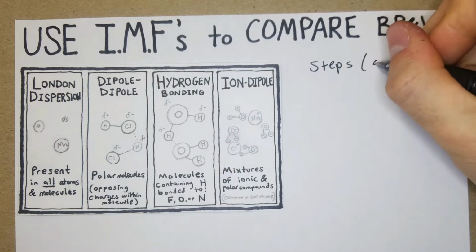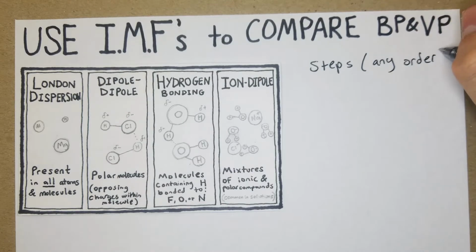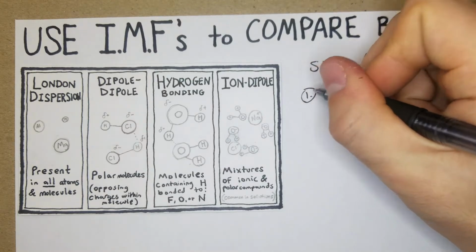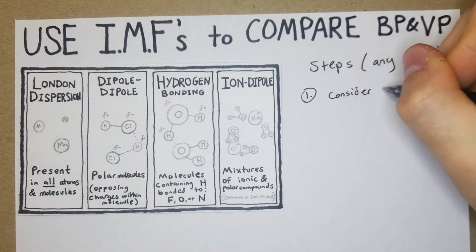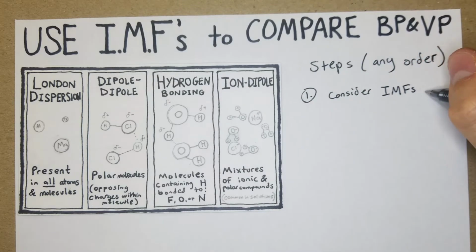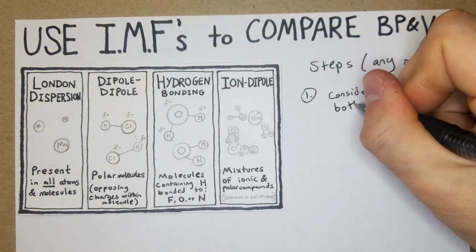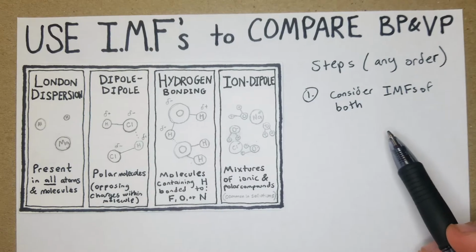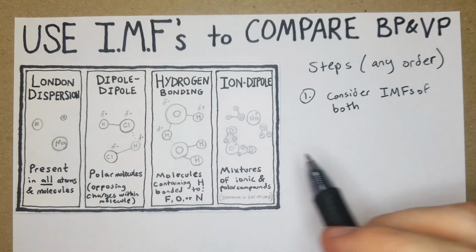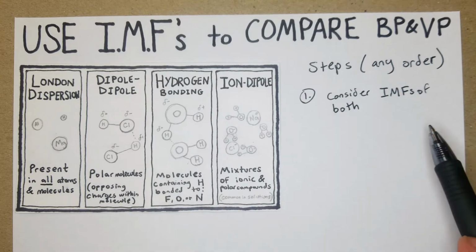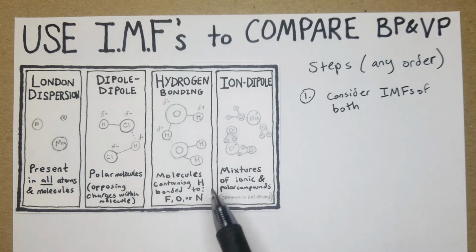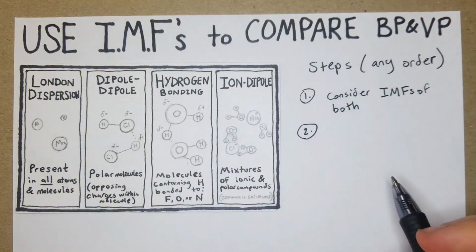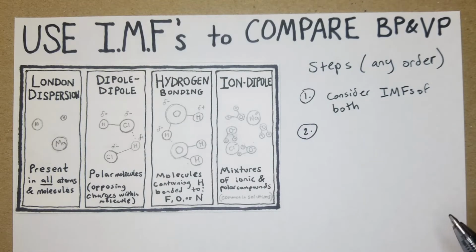You can use these steps in any order, but this is the way that I think is easiest to compare boiling point and vaporization point. So 1, consider the intermolecular forces of both compounds or elements that you're comparing. We'll get into it with some of the examples, but basically if the compound has stronger intermolecular forces, then that's going to affect it, and we're going to get into how later. Essentially you're trying to find out which one has stronger intermolecular forces.